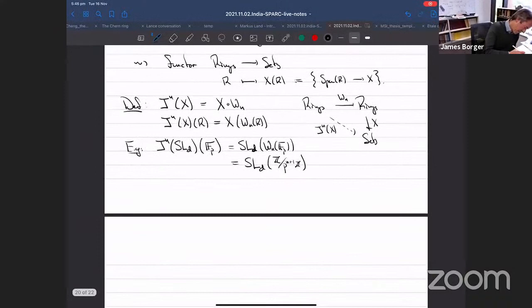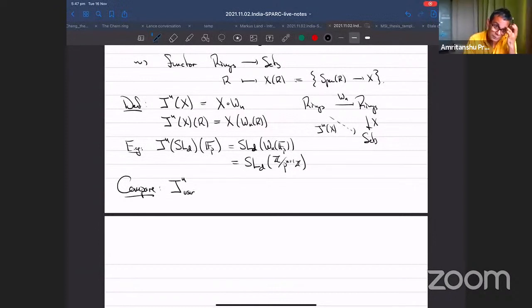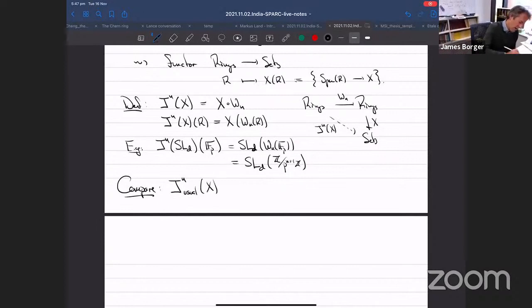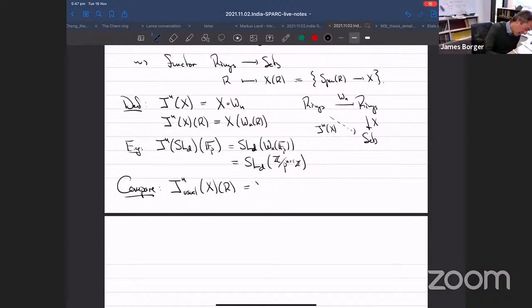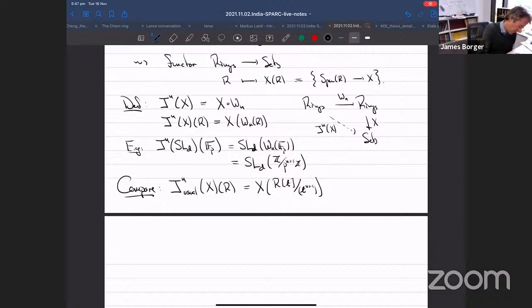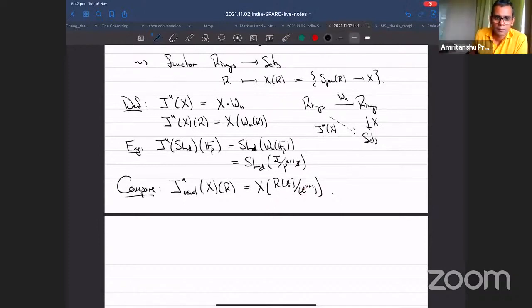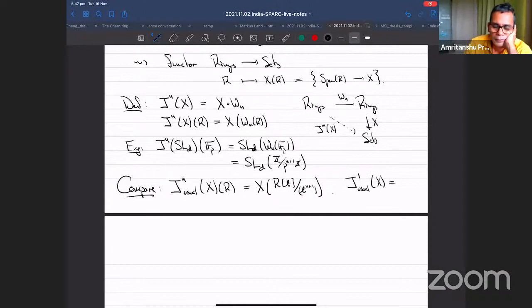So one can compare this with the usual jet spaces. I'll call it J_n usual of a variety X, when evaluated at a ring R, is just X of the truncated power series. And so, for instance, one way of defining the tangent bundle of a scheme is to do exactly this construction when n equals 1. So J_1 usual of X is the tangent bundle.